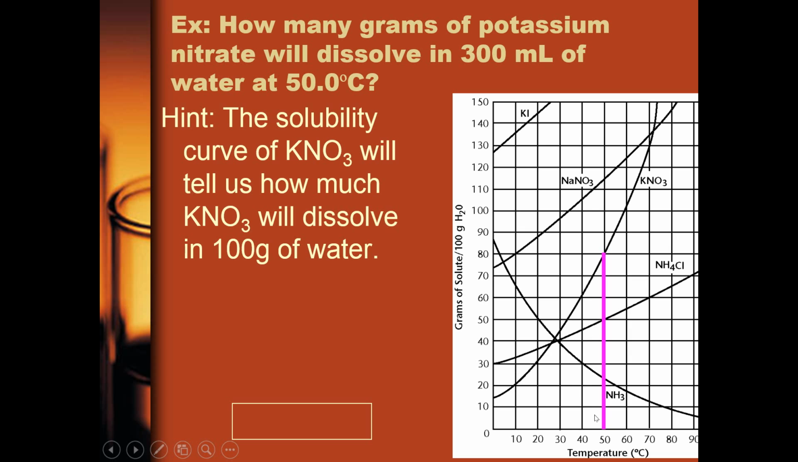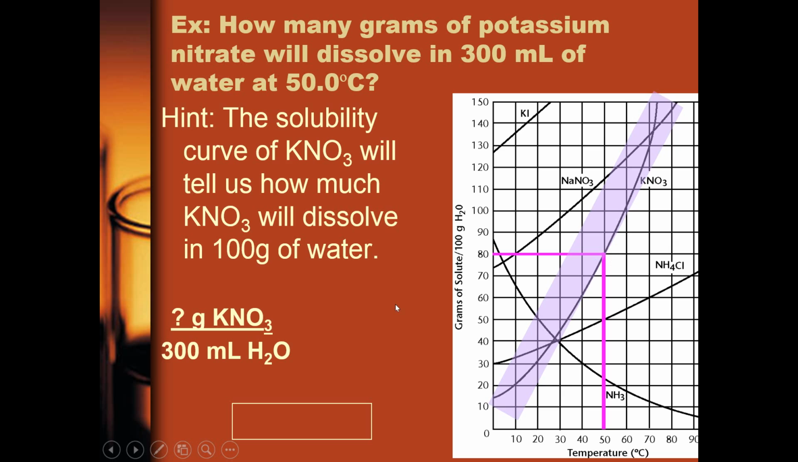I went to see where the 50 degrees Celsius intersects with the potassium nitrate line, and I did that because it says how many grams of potassium nitrate will dissolve. Will dissolve basically means it's saturated at this temperature. We can dissolve 80 grams of potassium nitrate if the temperature of the water was 50 degrees Celsius. That's what our point shows us.